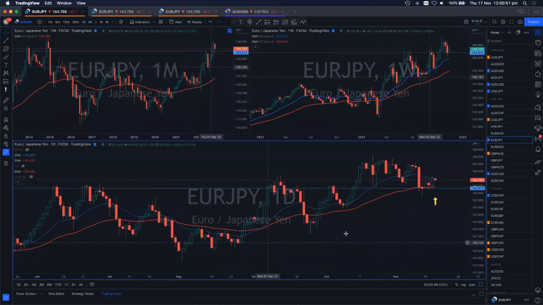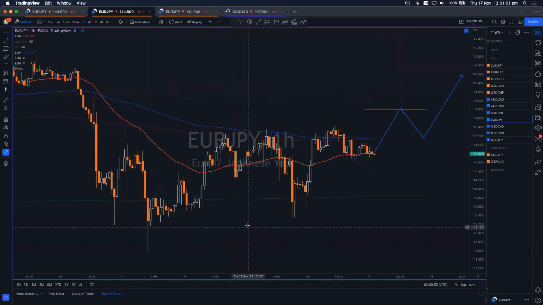Euro yen. Again, daily 50 has been respected a few days. Maybe today's the day it breaks through the day 20 and gets some positive momentum happening. So we've had 1, 2, 3 different IBOs recently. None of them actually led to anything. And again, it's come back.